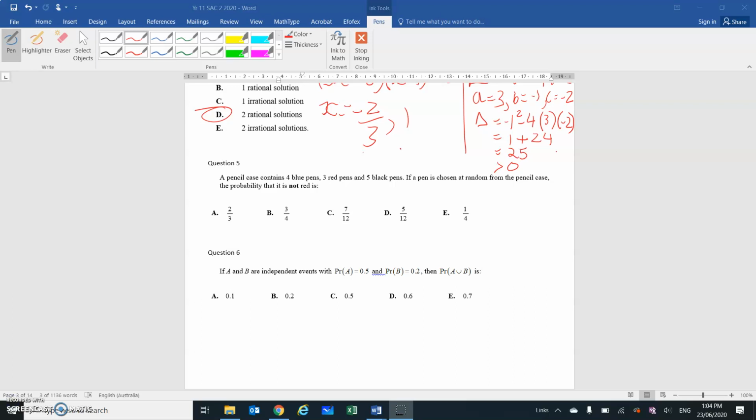Moving on to question 5. You've got all these different colored pens. The total number of pens is 4 plus 3 plus 5, which is 12. So you need to find the probability that is not red.